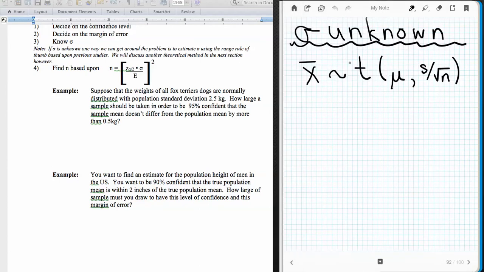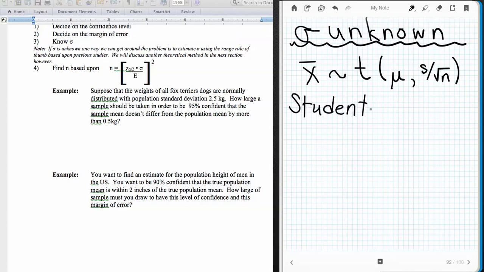And our next topic is making estimates for the population mean when the standard deviation is actually unknown. So when the standard deviation of the population is unknown, the sampling distribution is no longer the z. What it is is something called the t-distribution, or more formally, Student's t-distribution.